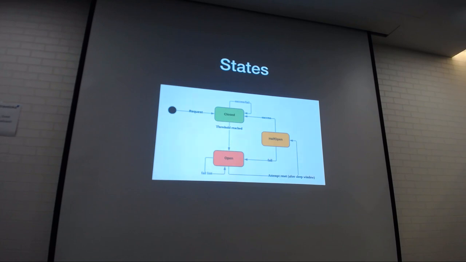Then you can move to the half open state by a sleep time window. This is periodically checked by the circuit breaker. If in the half open state the request succeeds, then we can move it back to the closed state. If we let service A quickly recover to the original state, it can quickly call service B immediately.